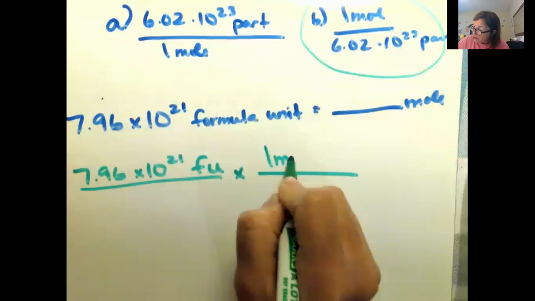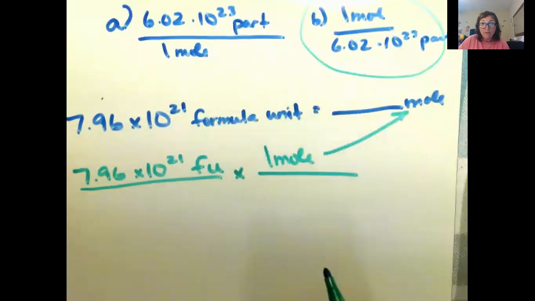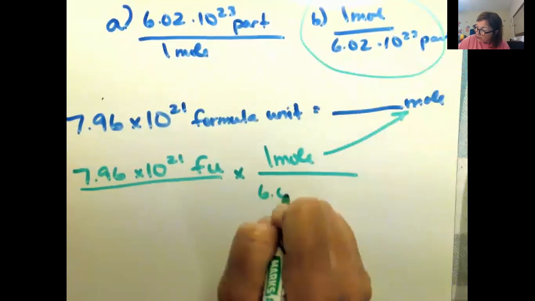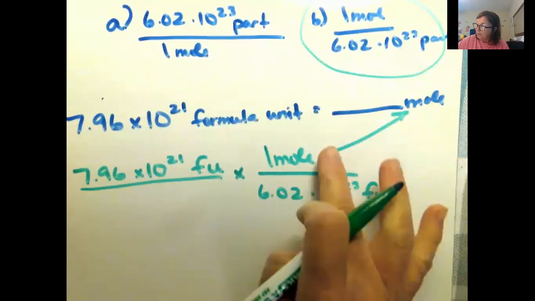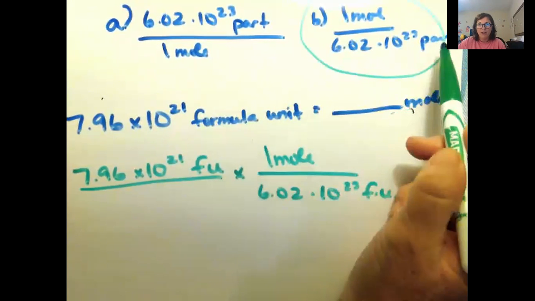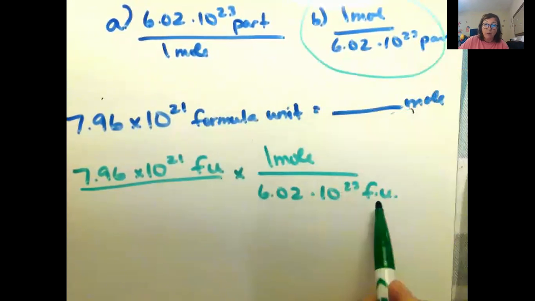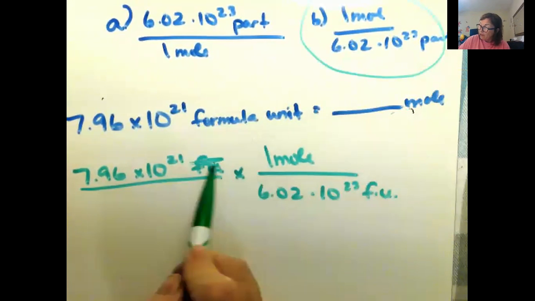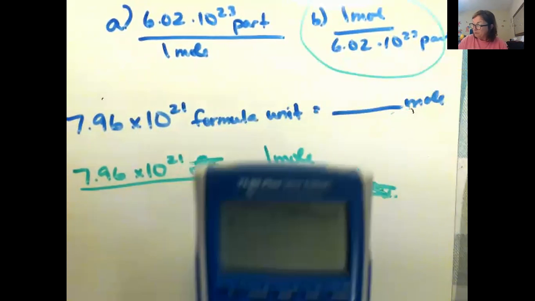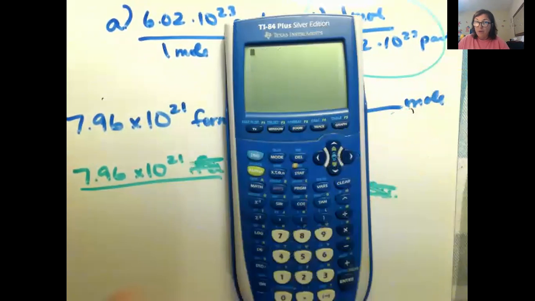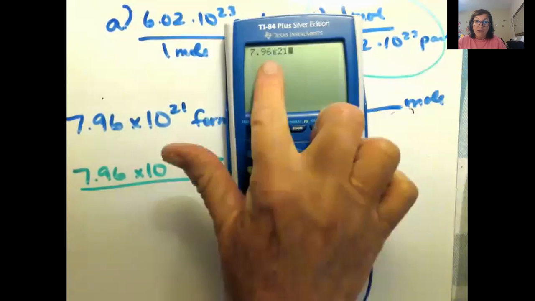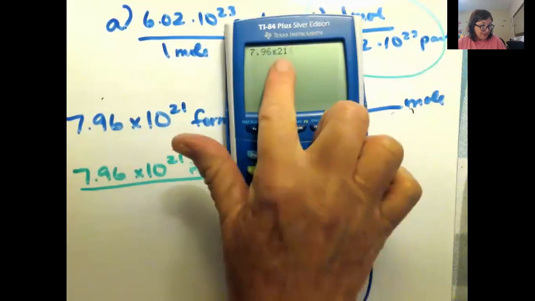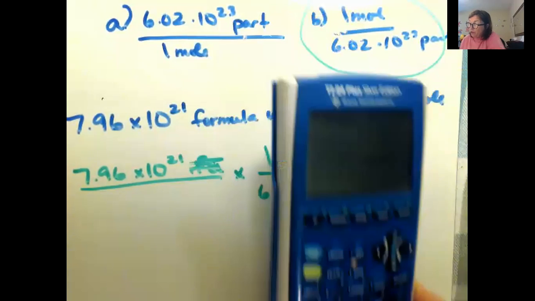1 mole, because that's what we're looking for. Whatever we're looking for goes on top. And 6.02 times 10 to the 23rd formula units at the bottom. You're like, well, Ms. Cottingham, you have particles over there. Remember, formula unit is a particle. So formula units cancel each other out. Let's put this in our calculator. So we have 7.96, second E, 21. This is 7.96 times 10 to the 21st. That's what that means. And now we're going to divide it.